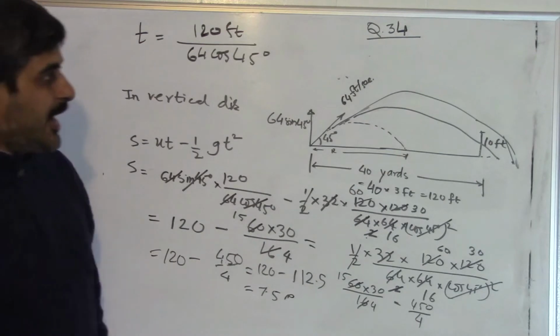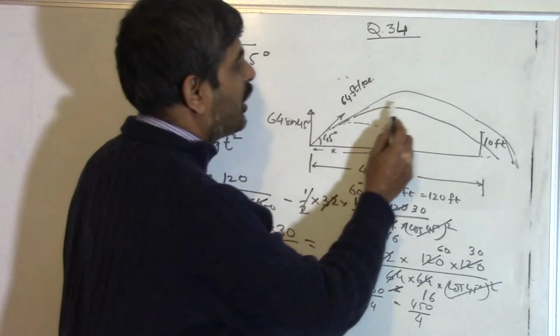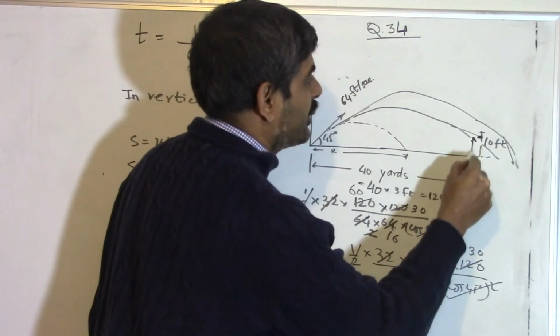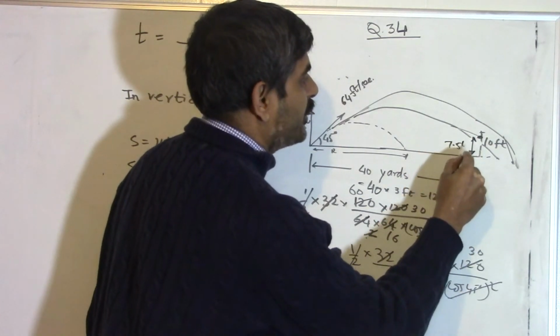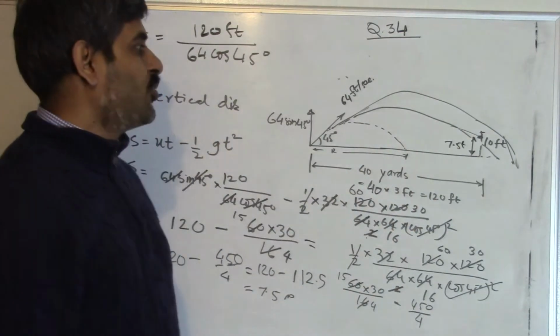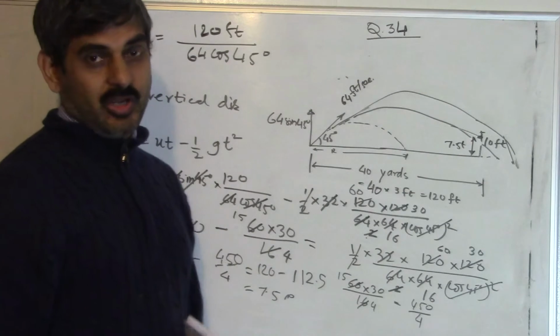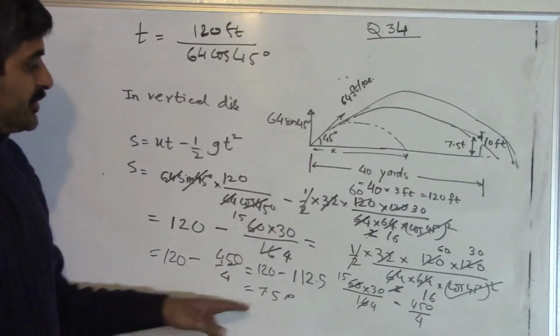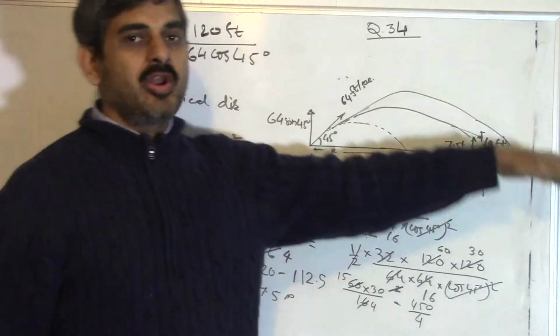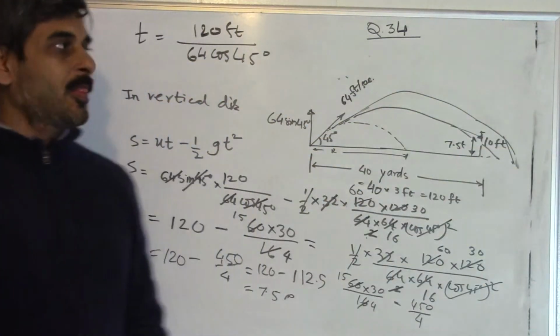What does that mean? That this ball is coming here and it's going to hit somewhere at 7.5 feet above this ground, and that means that the ball is going to go into the goal post. If this result would have been something like 12 feet, the ball will not go into the goal post.